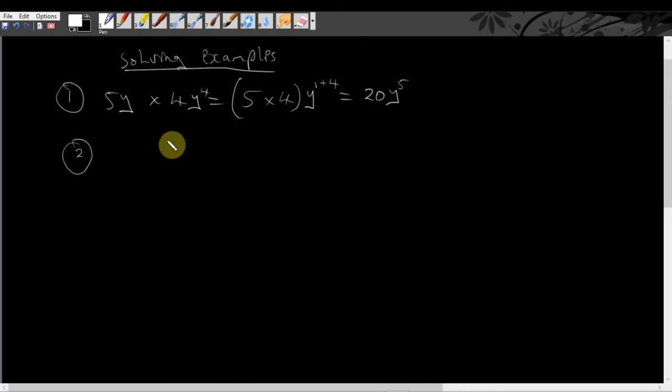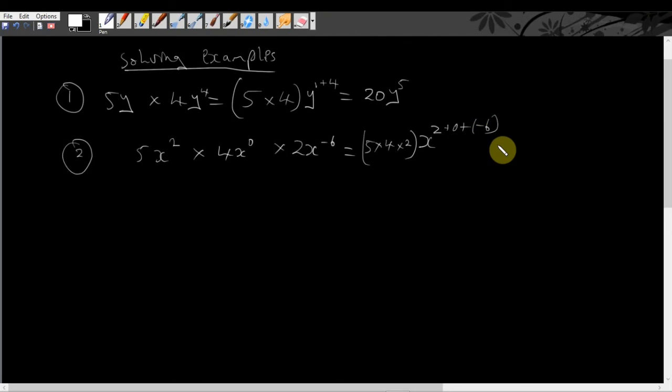Let's say we have something like 5x to the power 2 multiplied by 4x to the power 0 multiplied by 2x to the power minus 6. You see, you have x here, you have x here, you have x here. You can bring all of these numbers into one parenthesis, which is 5 times 4 times 2. Then pick one x and add the powers according to the multiplication given. This is the second power, and for the other one, this is plus, sorry, this is plus. Remember, this is minus 6. What are you going to have?